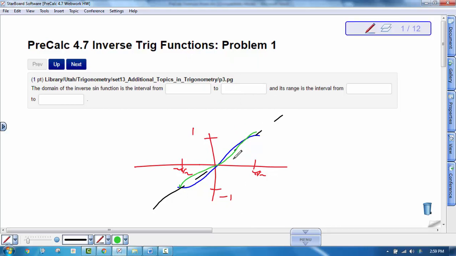So it's only relevant for us to look at the domain being from negative 1 to 1. And the range is then from negative pi over 2 to pi over 2. So keep in mind that we just flip the domain and range of the original sine function. The original sine would go from negative pi over 2 to pi over 2, so that we can make that the range. And the range of the original function would be negative 1 to 1, so we make that the domain.